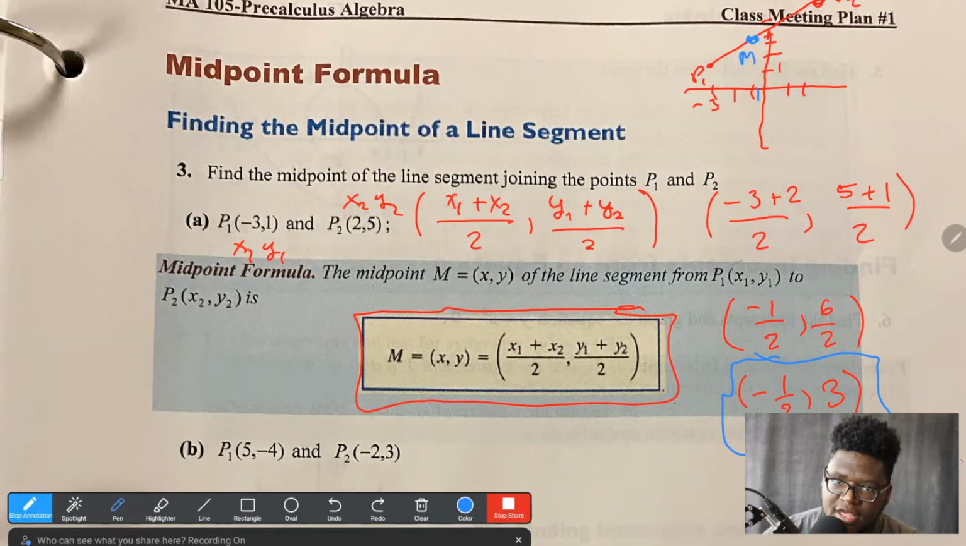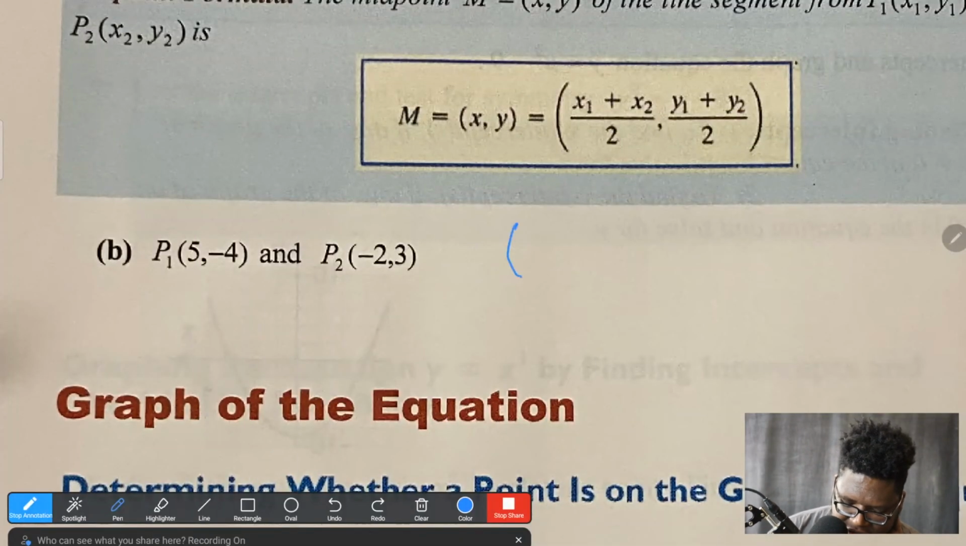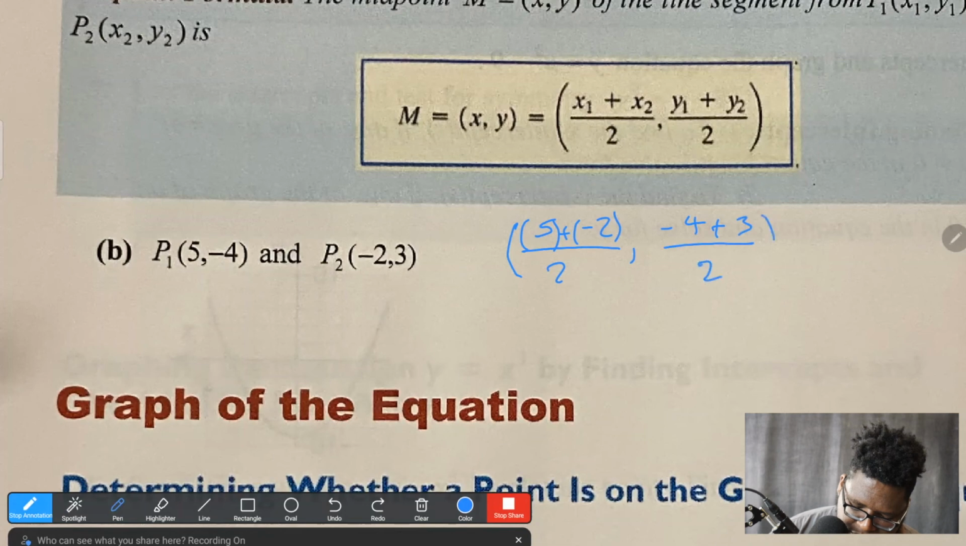Okay, so let's do one more. For problem B, we're just going to use the midpoint formula. We've got x1 is 5 plus x2 is negative 2 over 2. And then for the y values, we've got negative 4 plus 3 over 2.